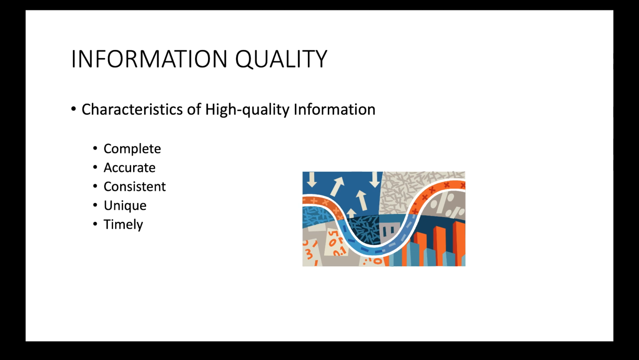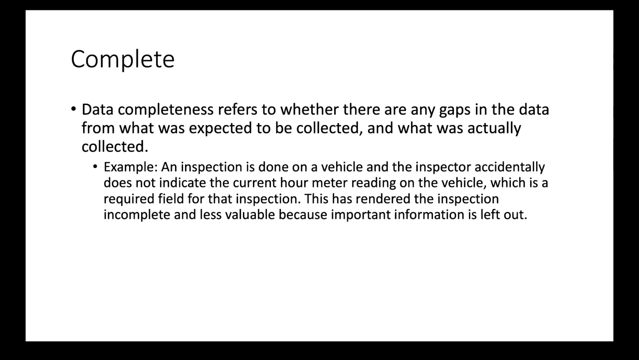The first is that it's complete. Now, data completeness simply refers to whether there are gaps in the data from what was expected to be collected, or what you expected to get when you obtained data, and what you actually got. So here's an example. An inspection is done on a vehicle, and the inspector accidentally does not indicate the hour meter reading on the vehicle, which is a required field for that inspection.